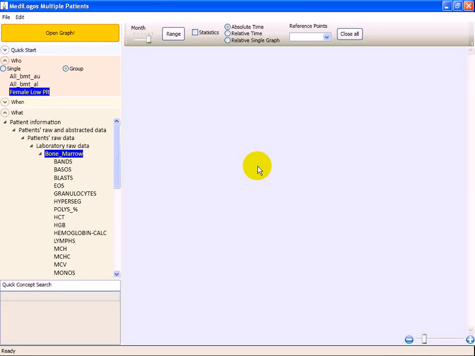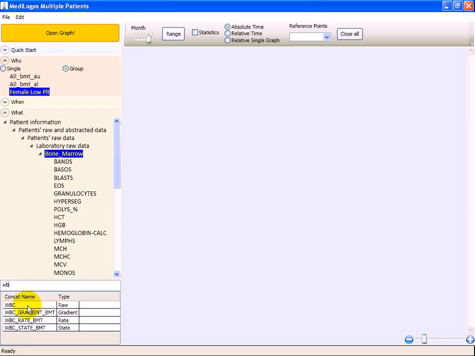In this movie, we will be showing our multiple patient visualization application. We will explore the lab results in the bone marrow domain. The group shown is the patient population which we retrieved with our Query Builder tool. By using our search engine, we will open up the white blood count lab results for this population.